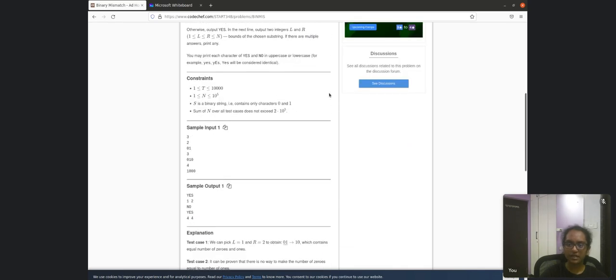When we look at our constraints, we see that the sum of n over all test cases does not exceed 2 into 10 to the power of 5, which means that O of n will work. So this is our sample input and this is our sample output.